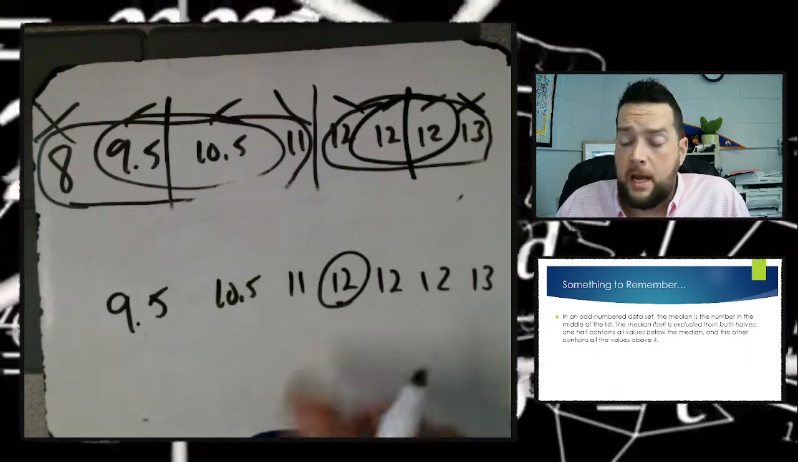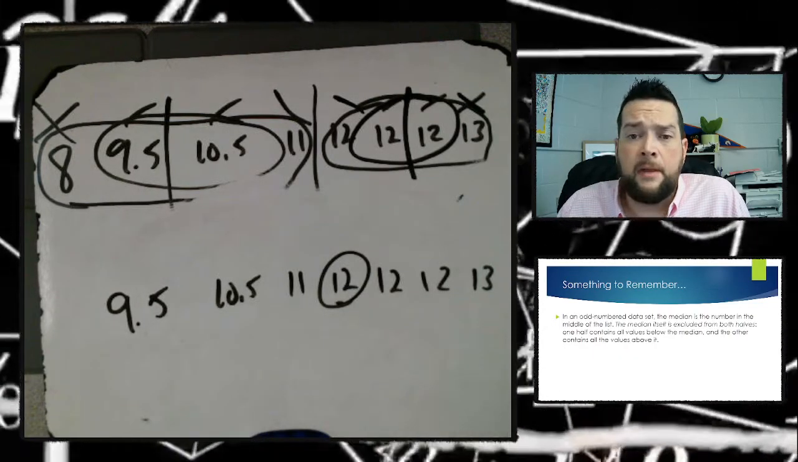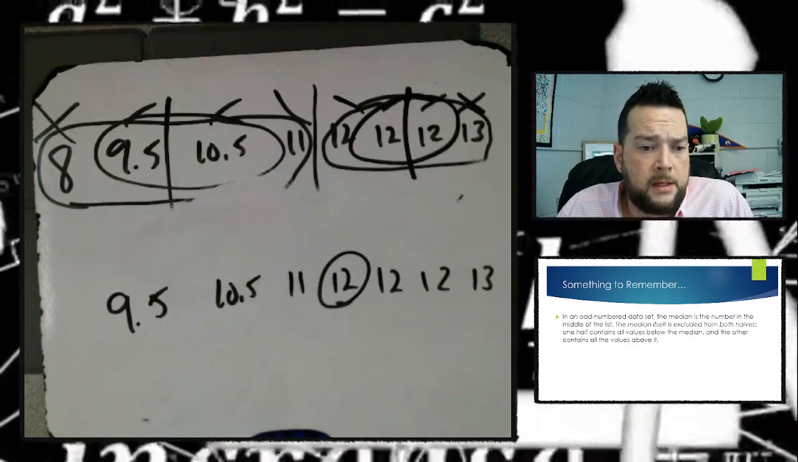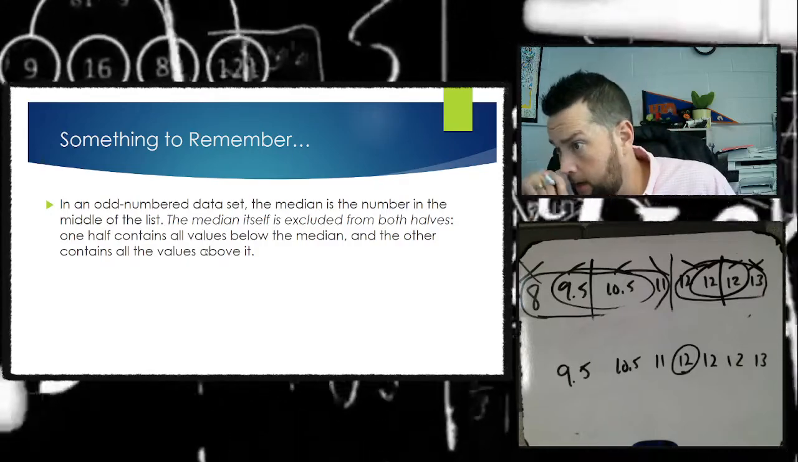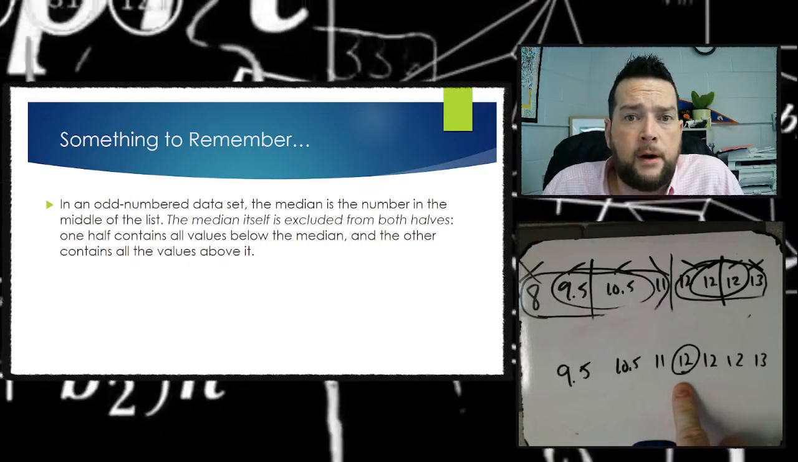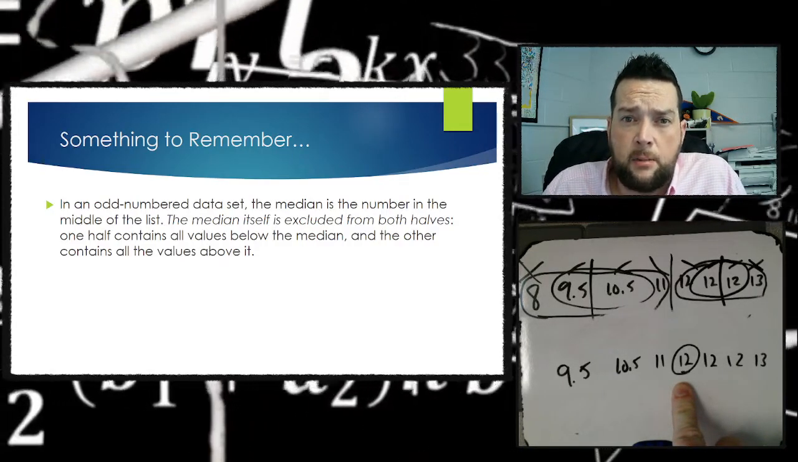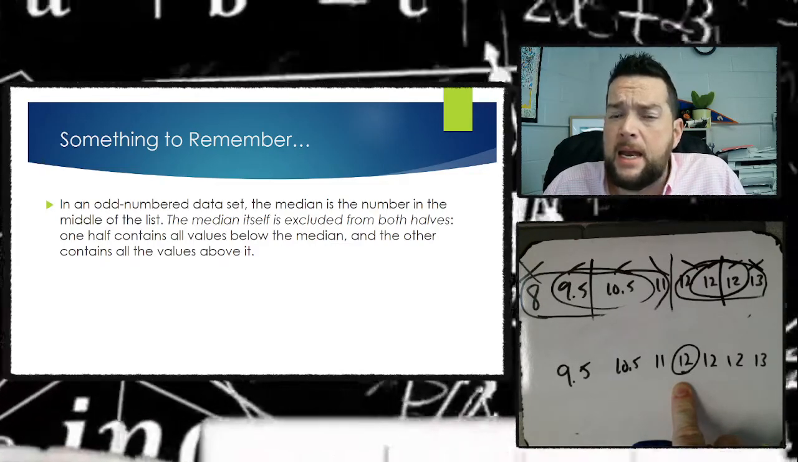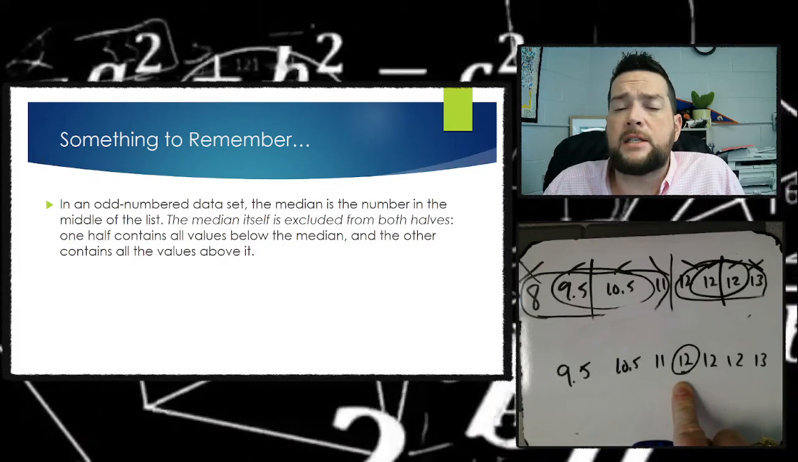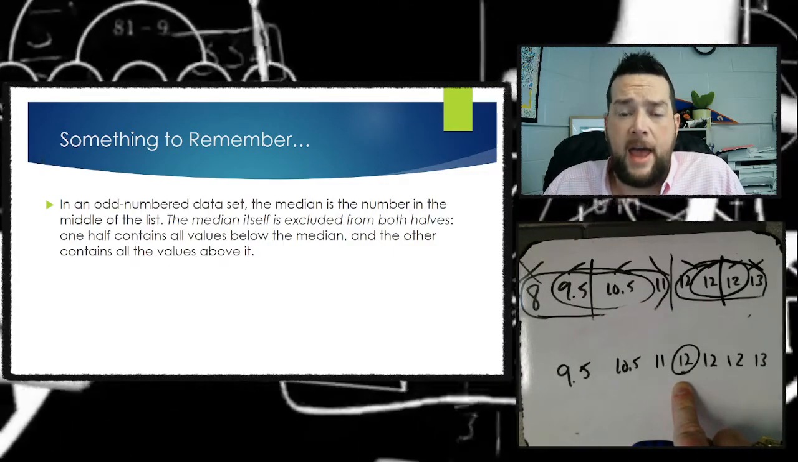So that's your median. Now then, we're going to make this point real quick. You can see it right there. In an odd number data set, the median is the middle number, all right? This is the next sentence. This is the important one that I want you to focus on, the one that's italicized. It says the median itself is excluded from both halves.